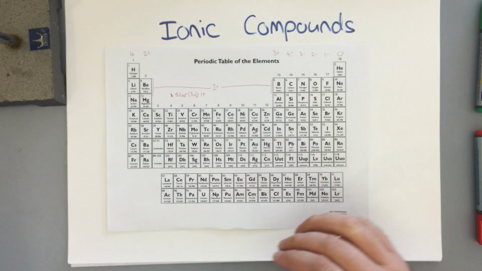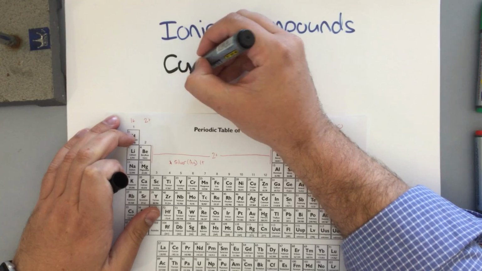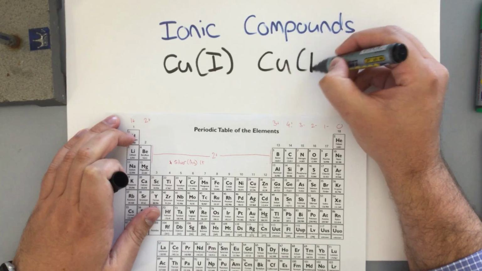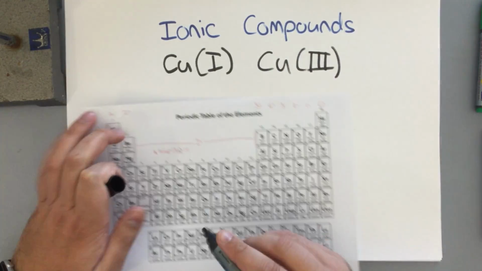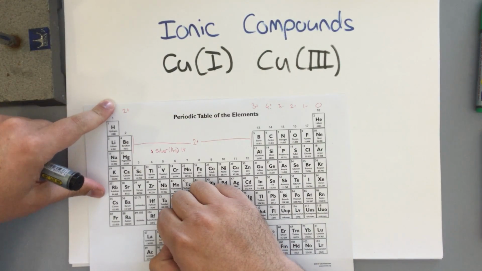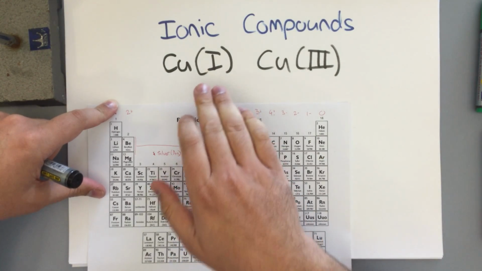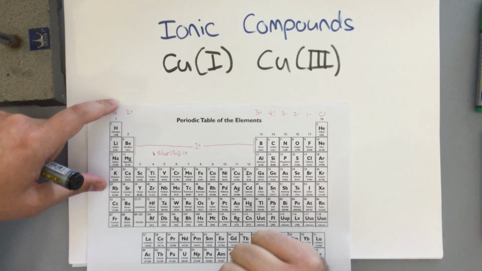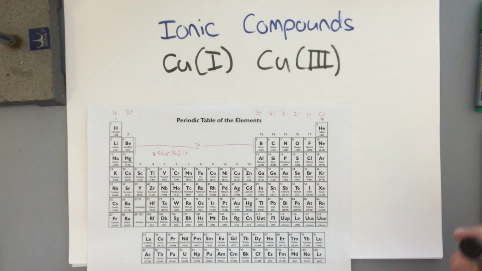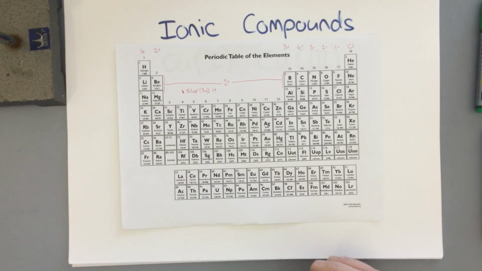For example, you may sometimes see copper written as Cu with a 1 or Cu with a 3, and that tells us that this version of copper has a valency of 1, this version of copper has a valency of 3, meaning there's 1 extra electron here, 3 extra electrons in that version of copper. Okay, so keep that in the back of your mind when you see something that might say copper 2 or copper 3 or copper 1.